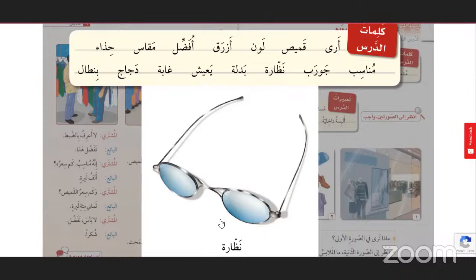Assalamu alaikum. I have a question regarding sunglasses or the normal glasses. It's the same. These are normal glasses. Sister, sunglasses. Tell me, what do you call sun in Arabic? Any idea? Shams. So we say Nazara Shamsiya.